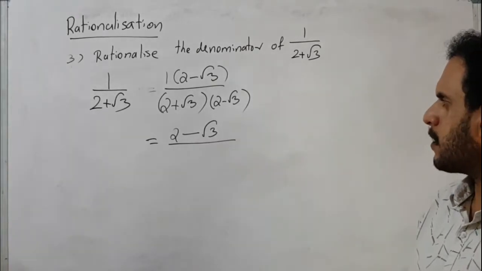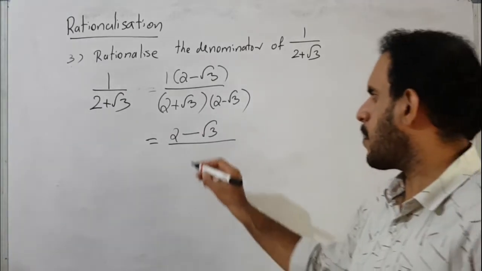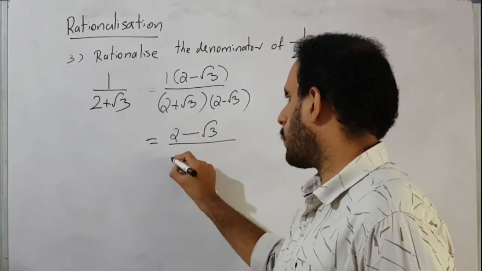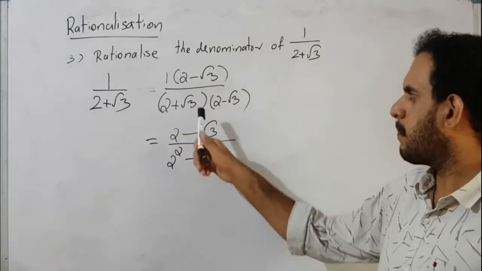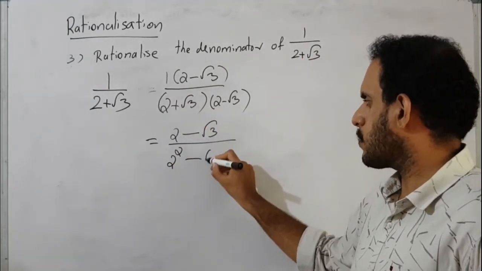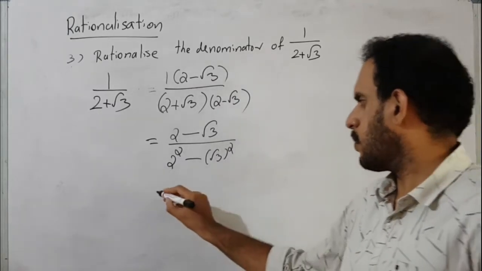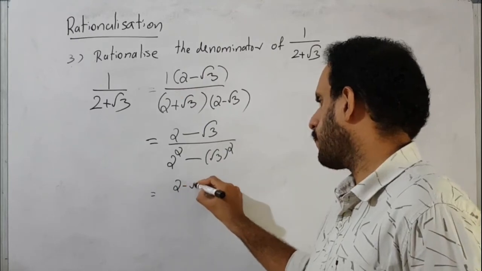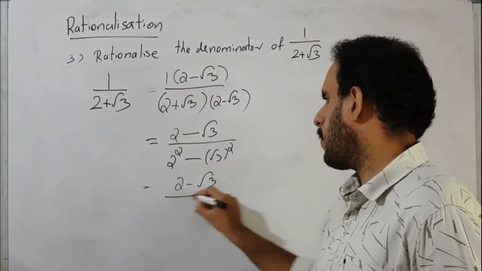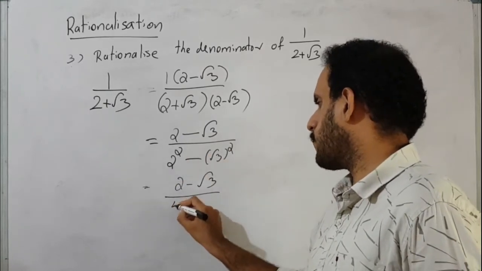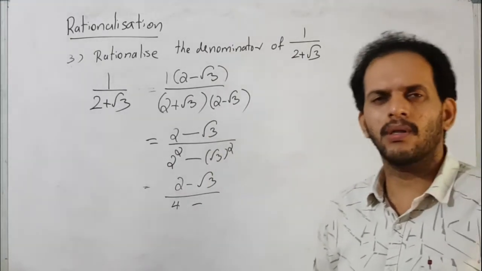What is a plus b into a minus b? It is a square minus b square. A square means 2 square. What is b square? B square means root 3 whole square. Correct? 2 minus root 3 by what is 2 square? 2 square is 4, minus what is root 3 whole square? Root 3 whole square is 3.